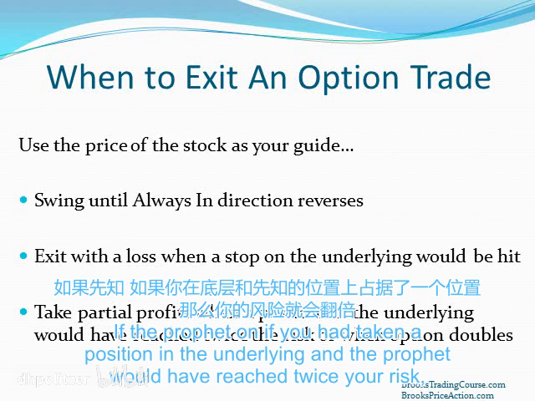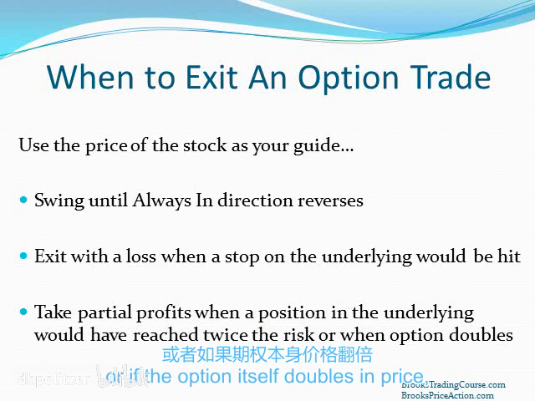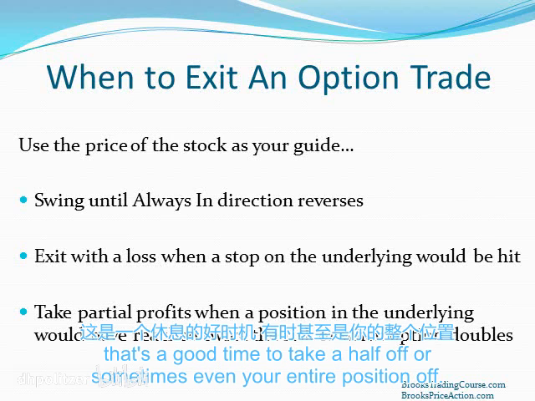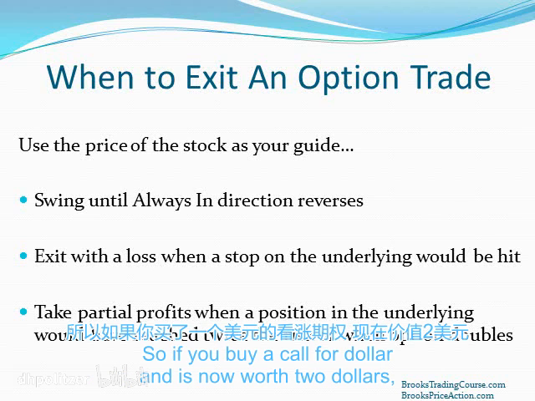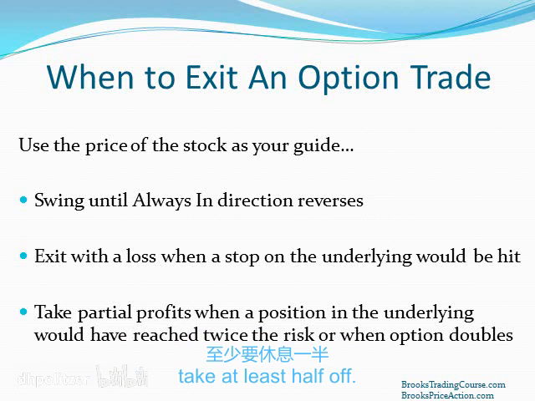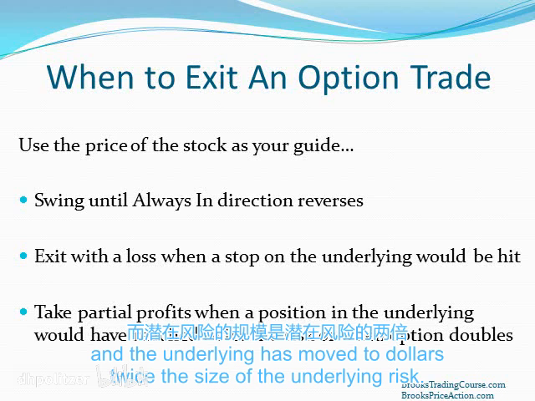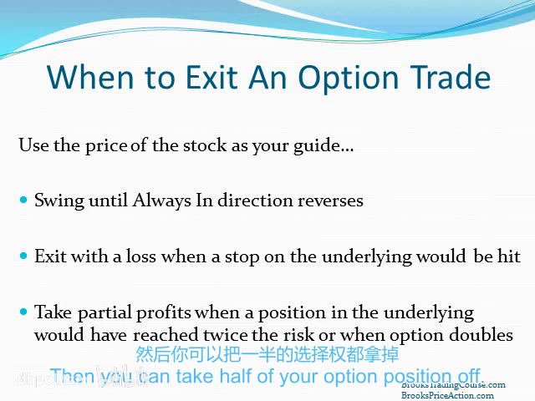If the profit, had you taken a position in the underlying, would have reached twice your risk, or if the option itself doubles in price, that's a good time to take half off, or sometimes even your entire position off. So if you buy a call for $1 and it's now worth $2, take at least half off. If the underlying risk was, let's say, $1, and the underlying has moved $2, twice the size of the underlying risk, then you can take half of your option position off.